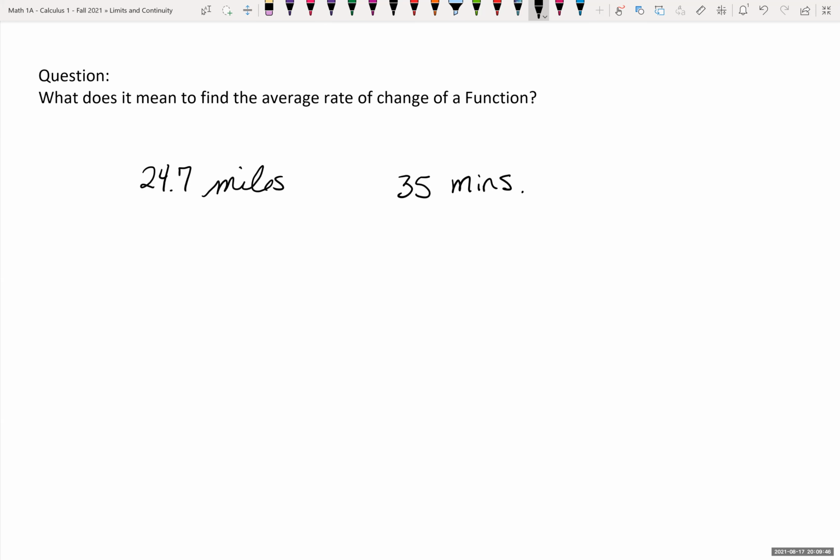So could I find the average rate of change? Can I figure out how fast I was going? First of all, how about that? How fast was I traveling? Could you tell me how fast I was traveling? Could we figure that out?